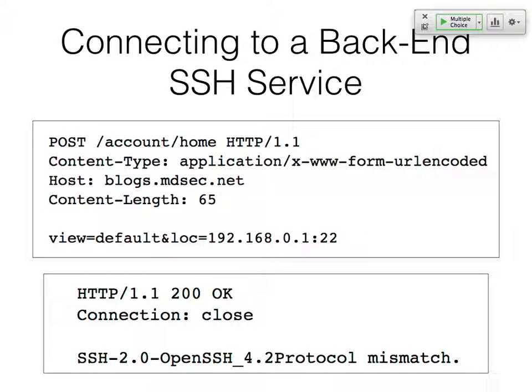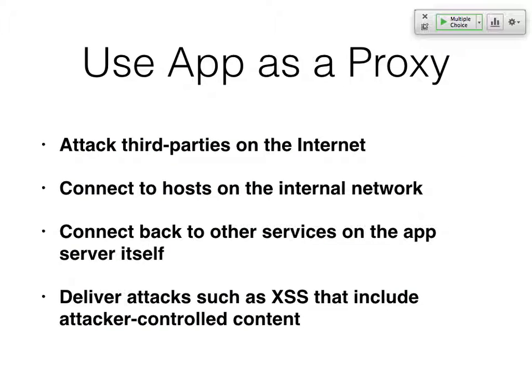So I can put in for the location something that connects to port 22, and the response will have the SSH banner stuck in it. So I can do a port scan through the server by locating some strange ports. That's using the app as a proxy. So now you can connect to other hosts on the internal network, which is pivoting. That's what you always have to do.